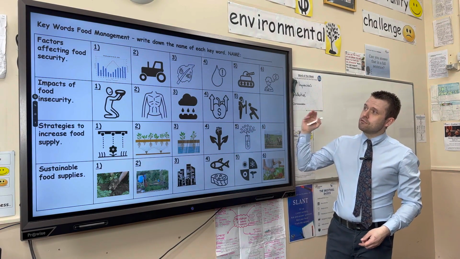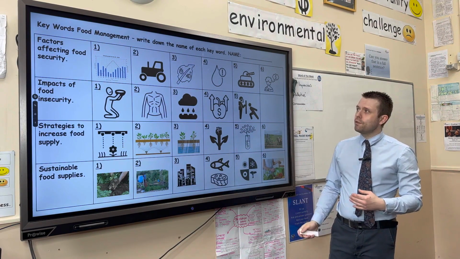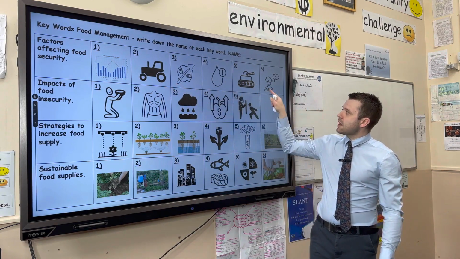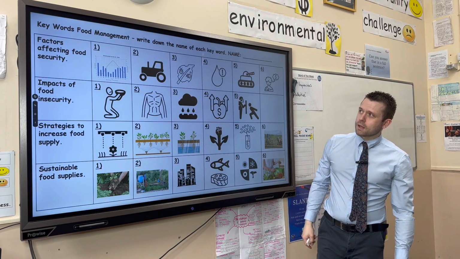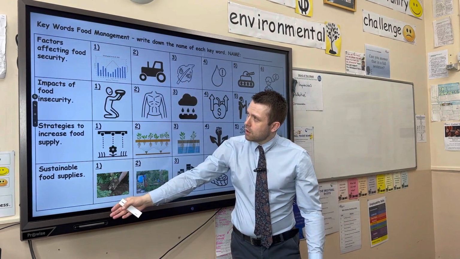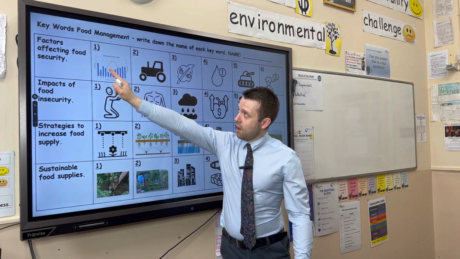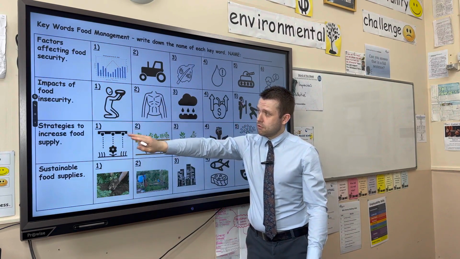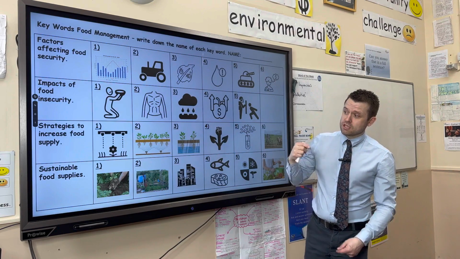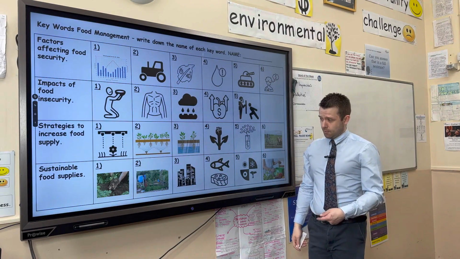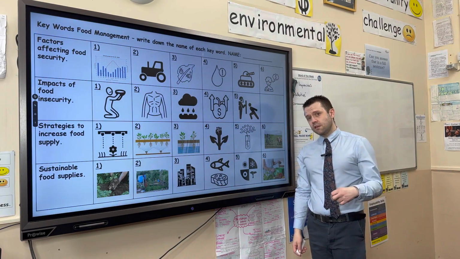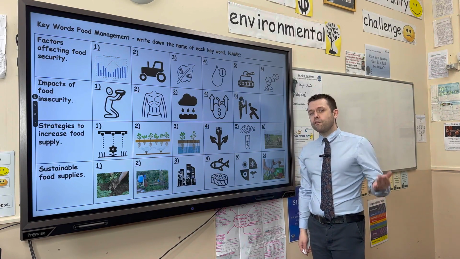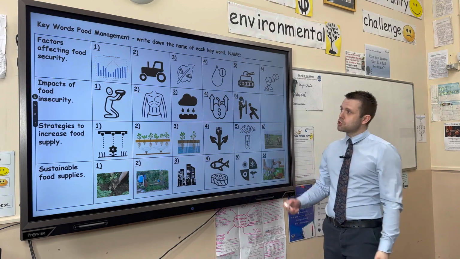The idea is that rather than having to just remember all the definitions of the words on their own, if you look at these images, they will help you remember them. We're looking at four factors going in a row: factors affecting food security, impacts of food security, strategies to increase food supply, and then sustainable food supplies. And right at the end of the video, I'll give you a couple of case studies, and that way you can revise the whole food management topic just by watching this video.